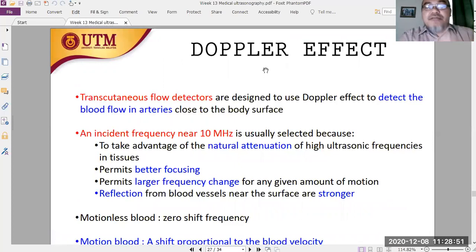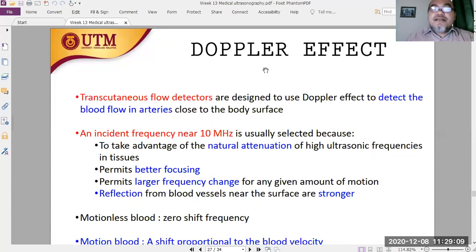So transcutaneous flow detectors are designed to use this Doppler effect to detect the blood flow in arteries close to the body surface. So transcutaneous means that it is just near the surface of the skin.